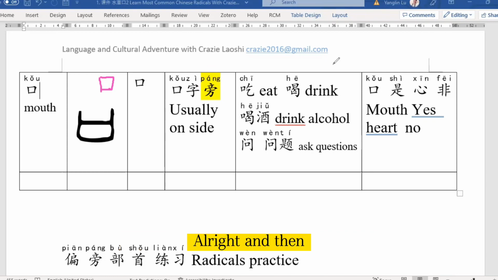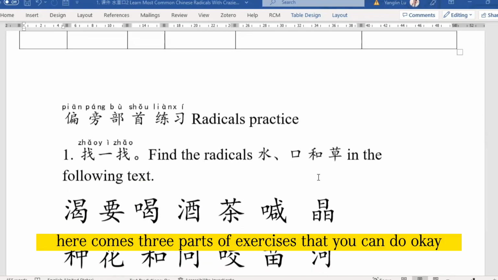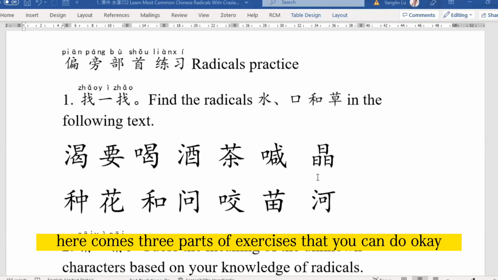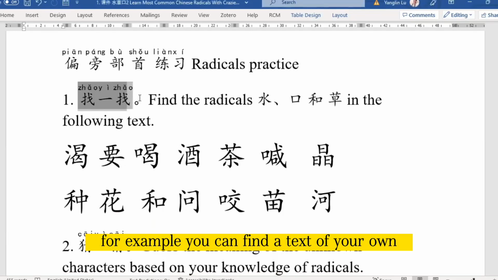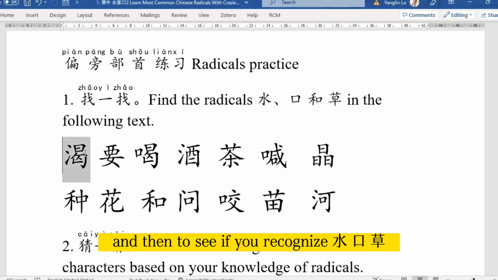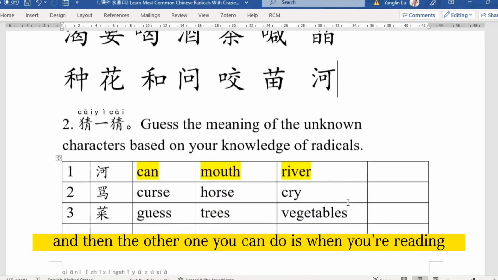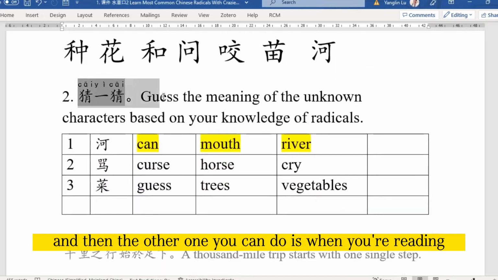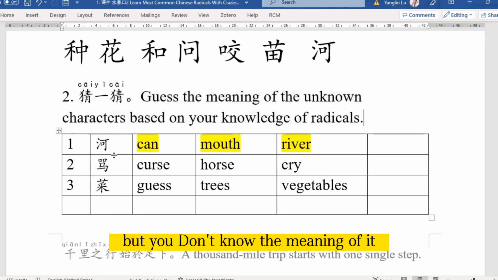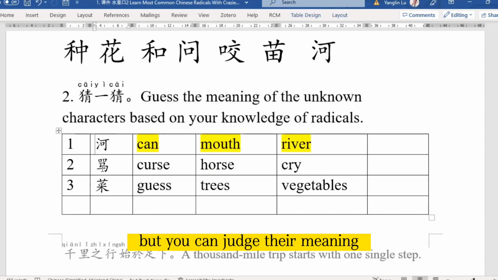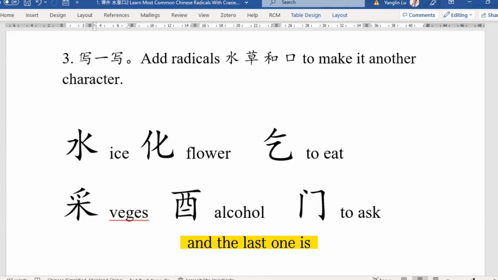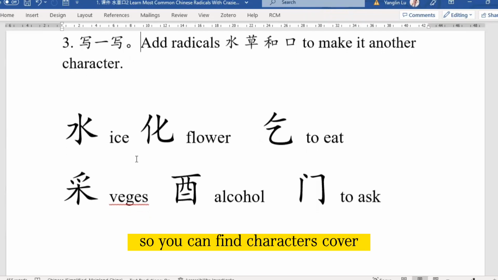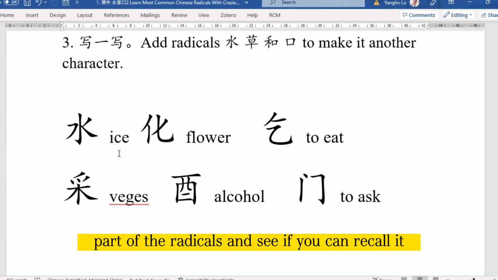Okay, all right, and then here comes 3 parts of exercises that you can do. For example, you can find a text of your own and see if you recognize 水, 口 or 草. And then the other one you can do is when you're reading, you see a character, but you don't know the meaning of it, but you can judge its meaning based on the radicals it has. And the last one is to enhance your memory. So you can find characters, but cover part of the radicals and see if you can recall it.